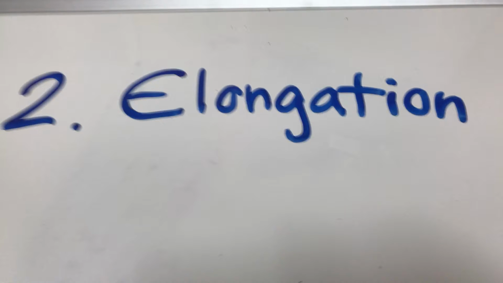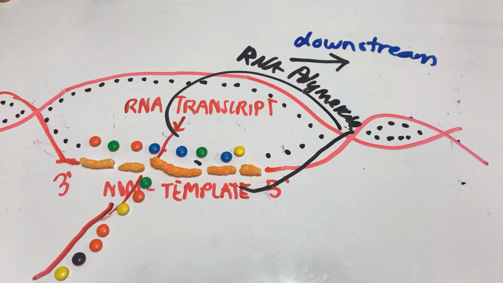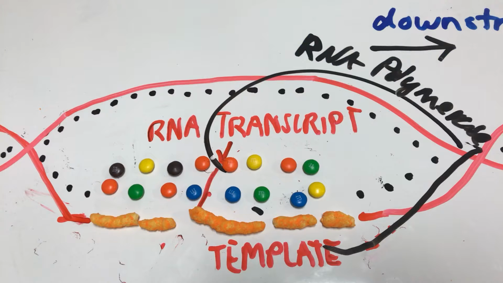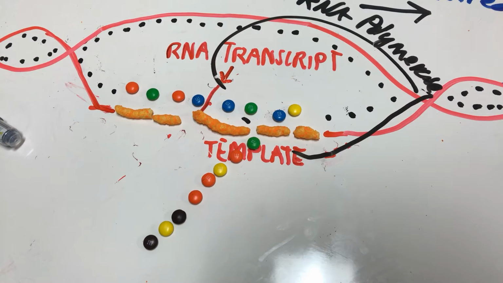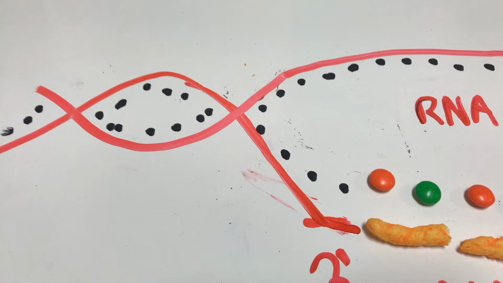Elongation. The second step is elongation, which is the process by which pre-mRNA is synthesized in a 5' to 3' direction. The RNA polymerase moves downstream along the DNA, unwinding the DNA and making the RNA transcript. Afterwards, the DNA strand reforms a double helix.